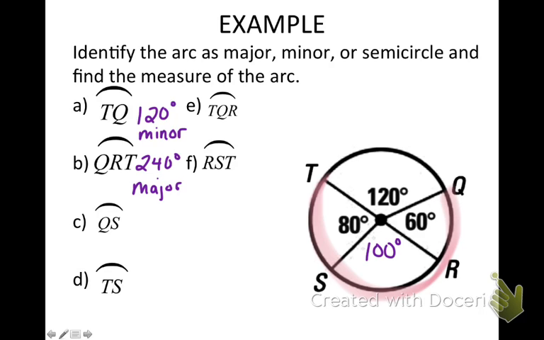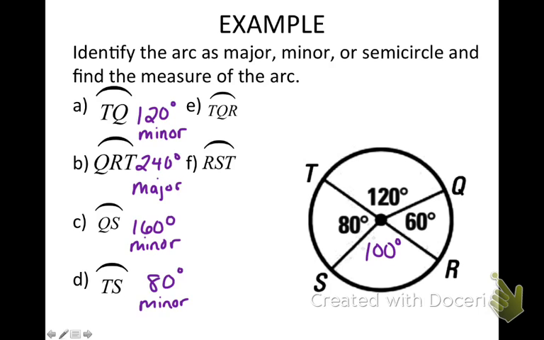All right, C, Q to S. So I'm going to go the shortest distance from Q to S, which would be right here. How many degrees would that be? 160. Major, minor, or semi? Good. TS. So the shortest distance from T to S will be how many degrees? 80. Major, minor, or semi? Minor. Good.